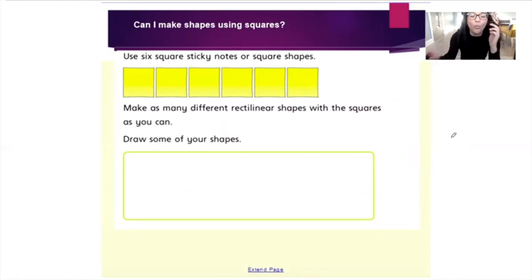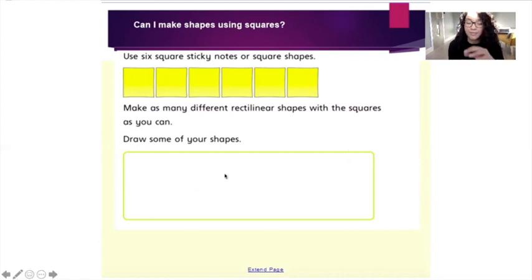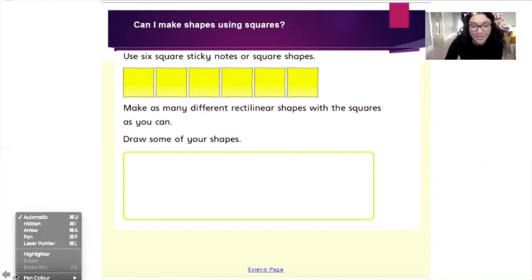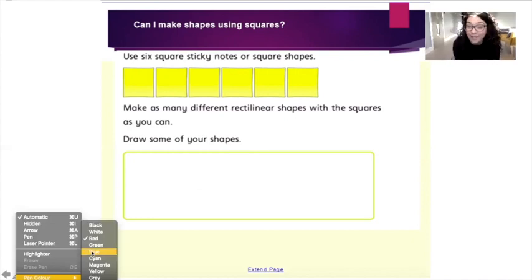So what rectilinear means here is shapes with straight lines and they're made up of squares or rectangles. So in this case, we are going to be using 6 square sticky notes or square shapes to make as many different shapes as you can. So have a go, and instead of drawing some of them, you can make them and then post your drawings onto Tapestry. If you're using paper, you can take a picture of the models that you make and then post them on Tapestry.